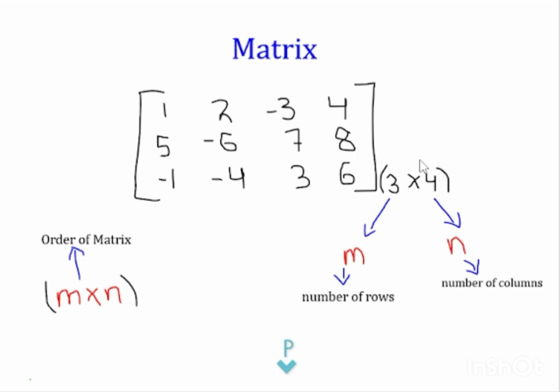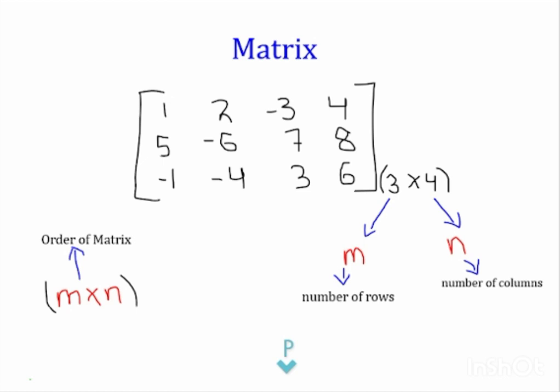Let me explain the term matrix. A matrix can be defined as a rectangular grid of numbers, symbols, and expressions arranged in rows and columns. Simply, we can say that a matrix is an array of numbers. The dimension of a matrix is represented as m by n, where m is the number of rows and n is the number of columns. The m by n notation is called the order of the matrix.